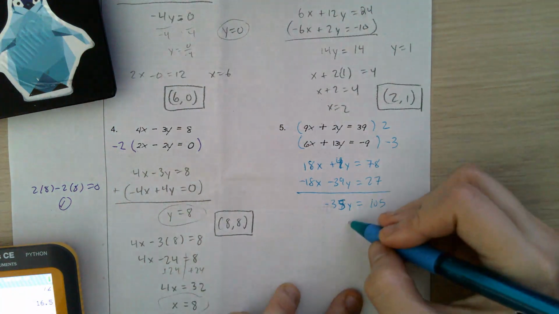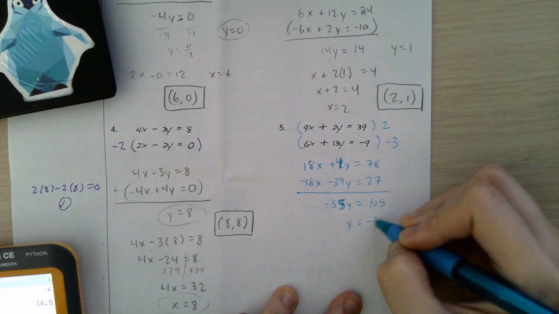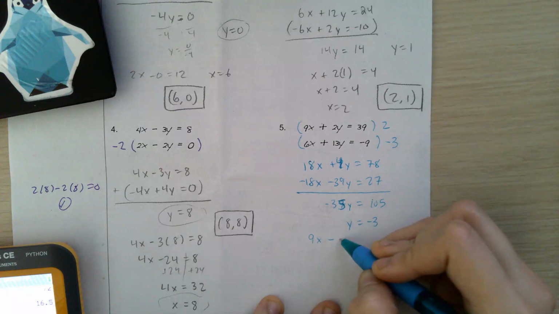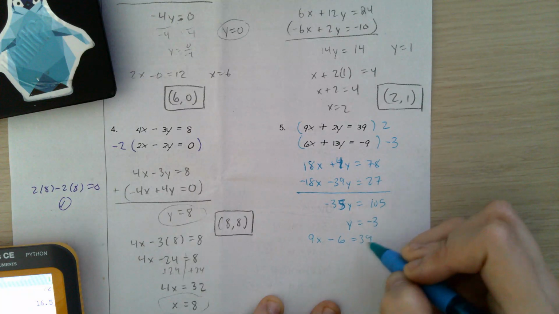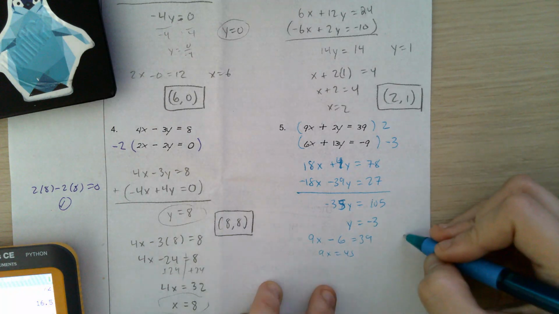So y equals -3. And we plug it back in. 9x minus 6 equals 39. Skipping a step. 9x equals 45. x equals 5. So it should be 5, -3.